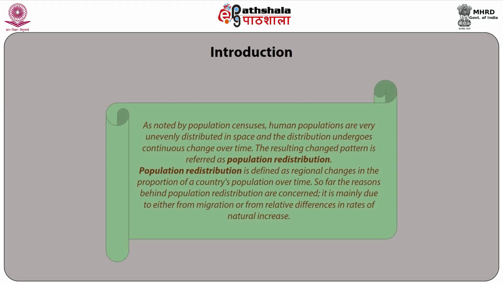As noted by population censuses, human populations are very unevenly distributed in space, and the distribution undergoes continuous change over time. The resulting changed pattern is referred to as population redistribution. Population redistribution is defined as regional change in the proportion of a country's population over time. So far as the reasons behind population redistribution are concerned, it is mainly due to either migration or relative differences in rates of natural increase.